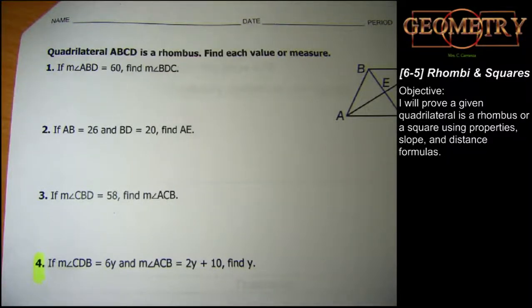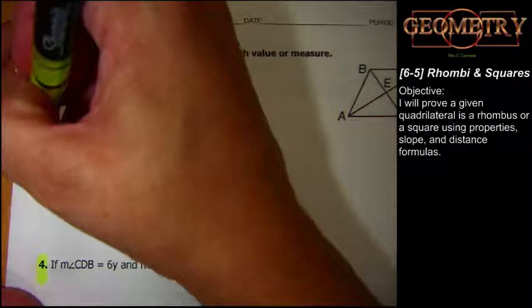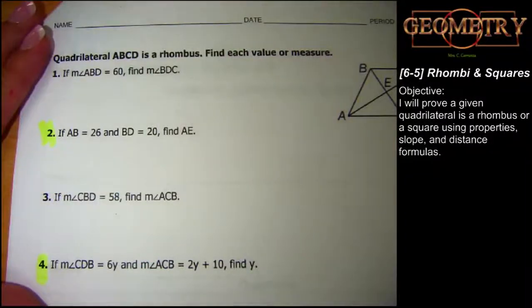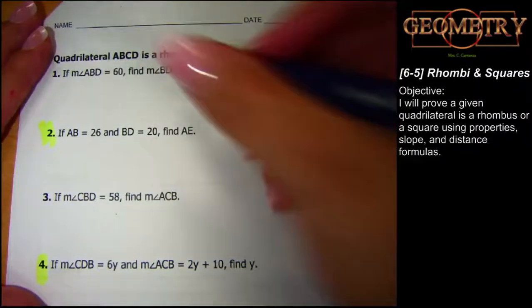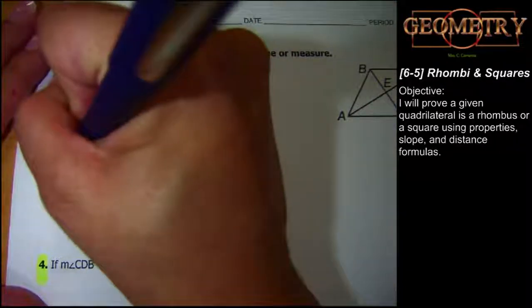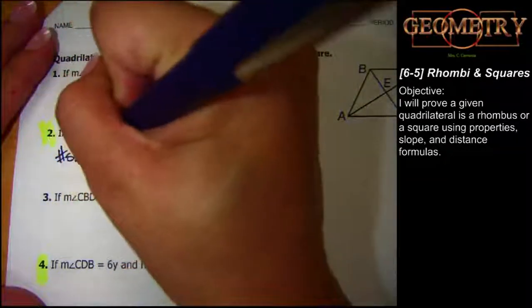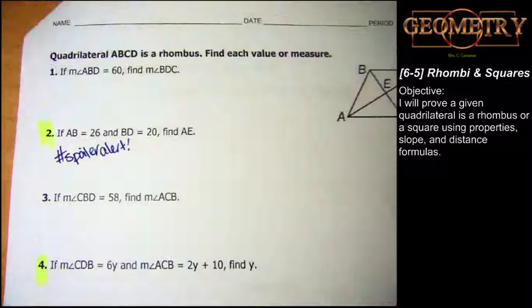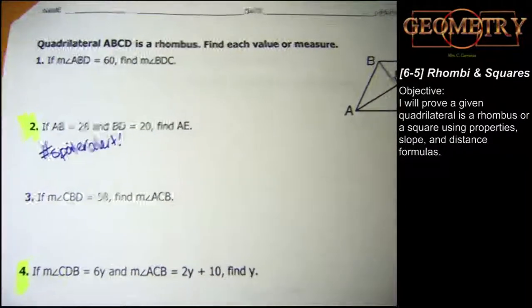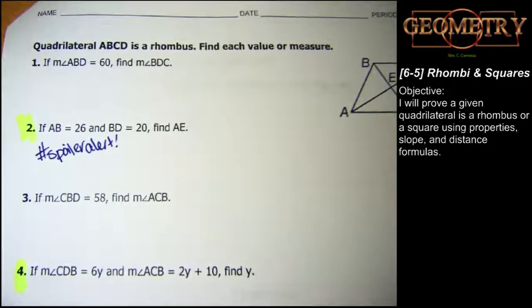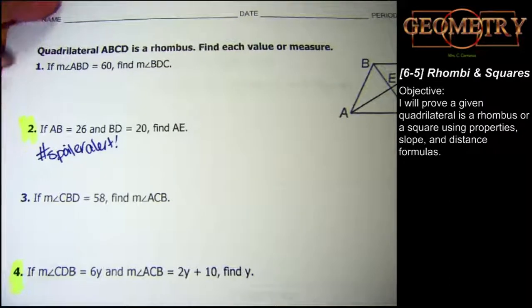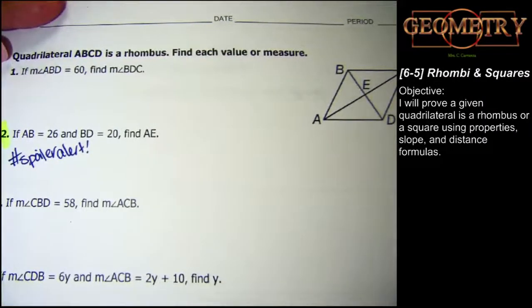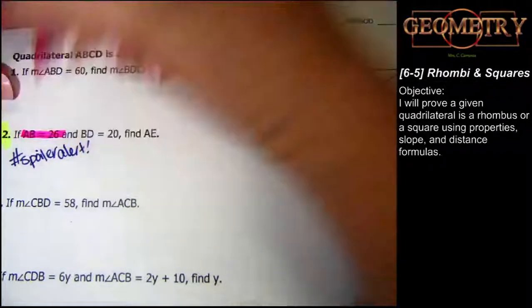I don't know. Number 2. Okay, I like number 2. Number 2 comes with a hashtag spoiler alert. I actually wrote it. So we'll do number 2 first, with our spoiler alert, and then we'll do number 4.